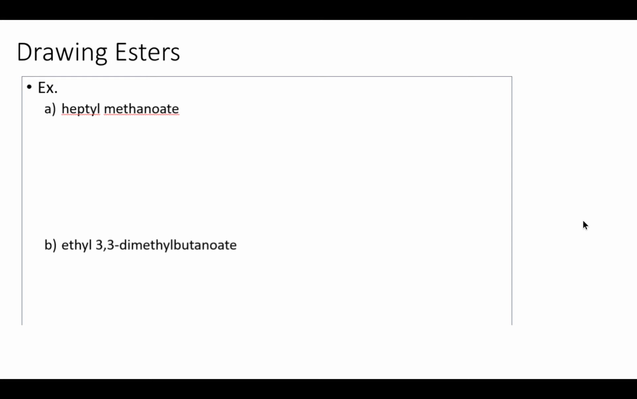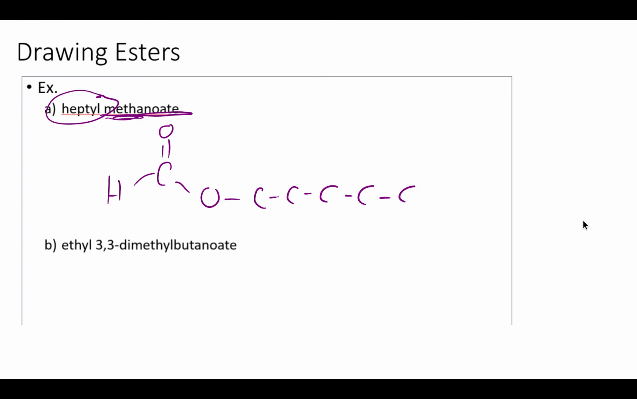So looking at the drawing of esters, I like to start with the part that came from the acid. So methane would be C double bond O, single bond O, and then just an H because methane means just 1 carbon. And then heptyl means that this oxygen is going to be connected to 7 carbons. So 1, 2, 3, 4, 5, 6, 7. And when we're done, you can fill in all of your hydrogens.